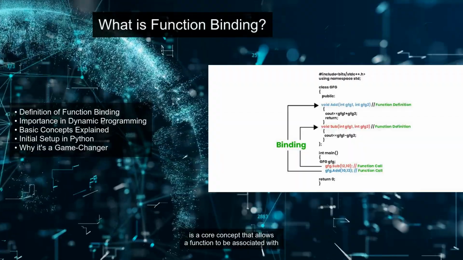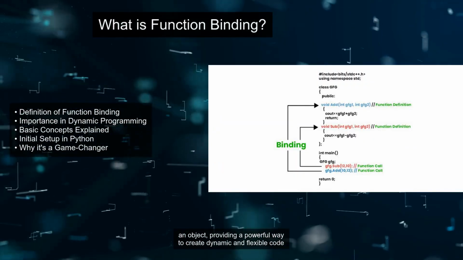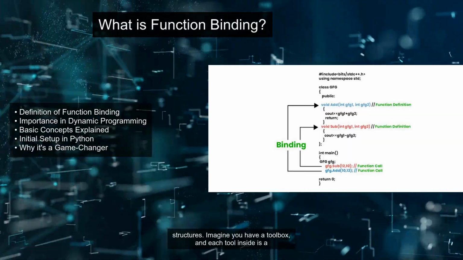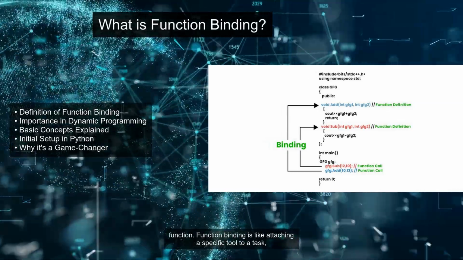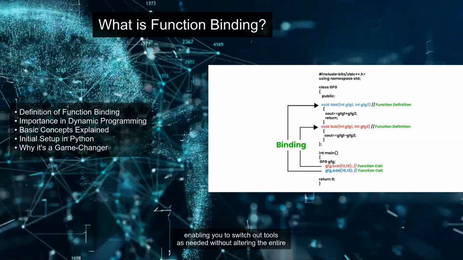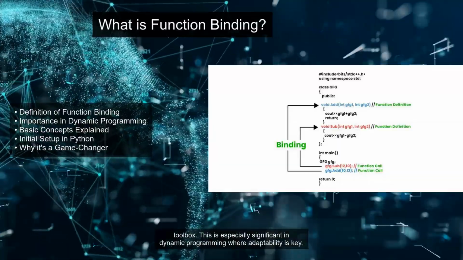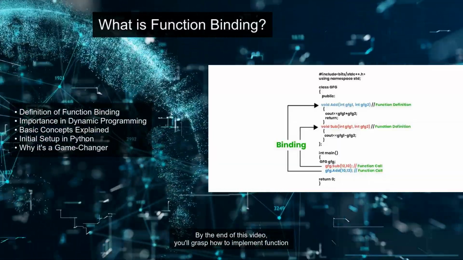Function binding is a core concept that allows a function to be associated with an object, providing a powerful way to create dynamic and flexible code structures. Imagine you have a toolbox, and each tool inside is a function. Function binding is like attaching a specific tool to a task, enabling you to switch out tools as needed without altering the entire toolbox. This is especially significant in dynamic programming where adaptability is key.